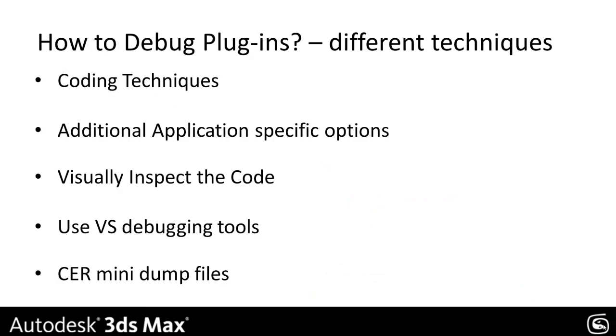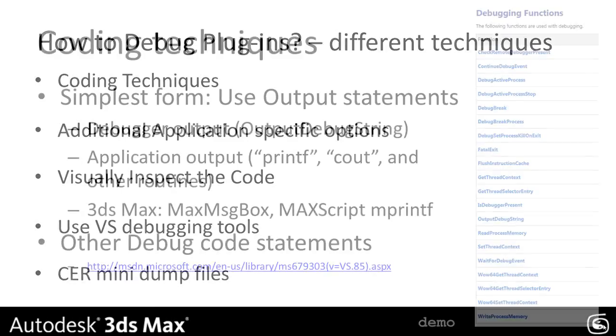Okay, so let's talk about how to actually do the debugging. There are some different techniques. First of all, there's coding techniques. There's application-specific options, which are basically things that the application provides to help you debug. You can visually inspect the code directly. You can use the Visual Studio debugging tools, of course, and that's the bulk of your debugging capability. And then Autodesk also has the Customer Error Report, which provides a mini dump. And I'm going to show you a technique that can be useful for you to use those files as well.